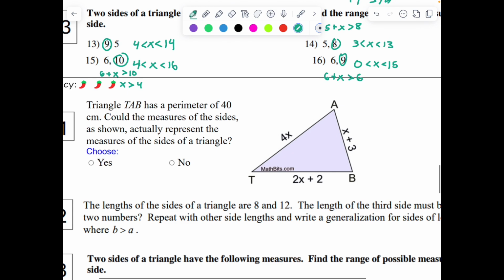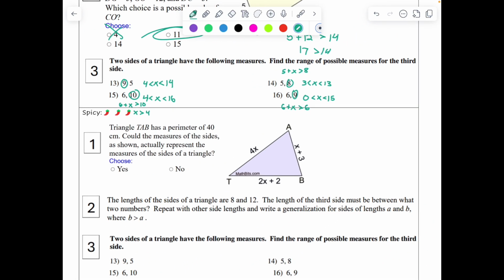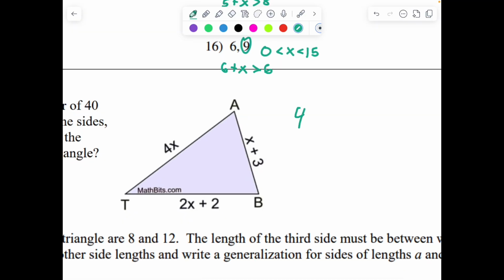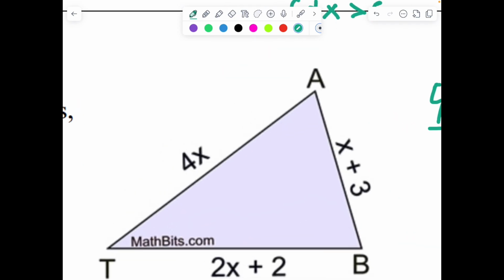On to spicy. Okay, triangle TAB has a perimeter of 40 centimeters. Could the measure of the sides, as shown, actually represent the measures of the sides of the triangle? Okay, so let's see here. First of all, we're going to need to find x. So let's add all of these up. 4x plus x plus 3 plus 2x plus 2. Those should add up to 40. If I combine all the x's, I'm going to have 7x plus 5 equals 40. So that x equals 5.